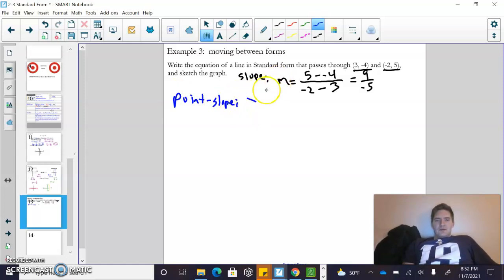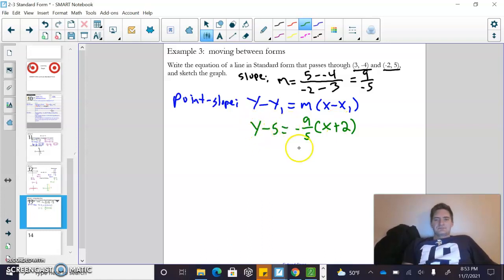Remember, point slope form is just y minus y sub 1 is equal to m times x minus x sub 1. So we have our slope is -9/5. And it doesn't matter which point we choose, so I'm going to go ahead and choose (-2, 5). So this is what I'm going to have for my point slope form. Now we're going to take that answer and write it into slope intercept.